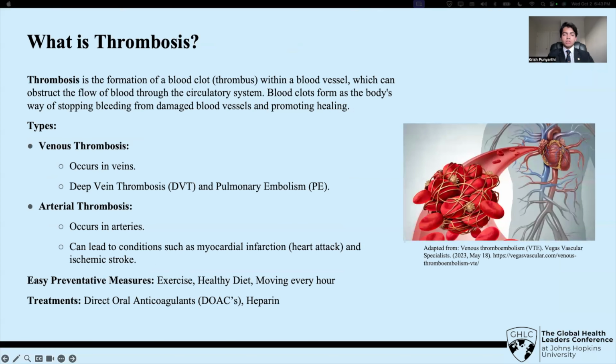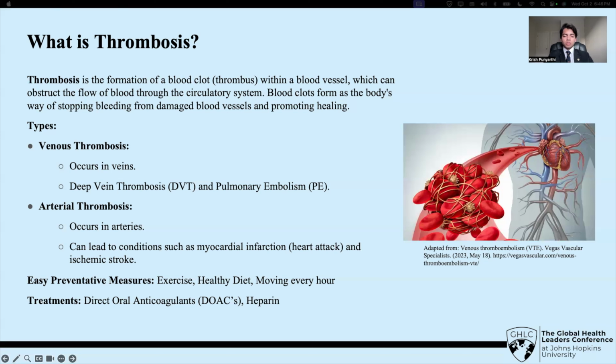So what is thrombosis? Thrombosis is when a blood clot forms within a blood vessel, and this can cause the obstruction of blood flow in the circulatory system. Now, what is a blood clot? Blood clots form to help stop bleeding from damaged blood vessels to heal our body whenever we get hurt. However, this can also cause problems sometimes. You can see the clot in the picture to the side.